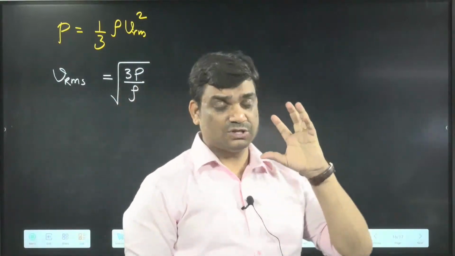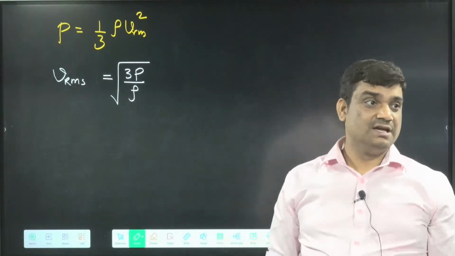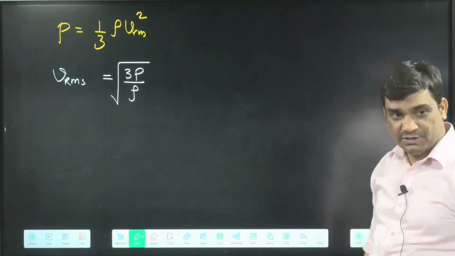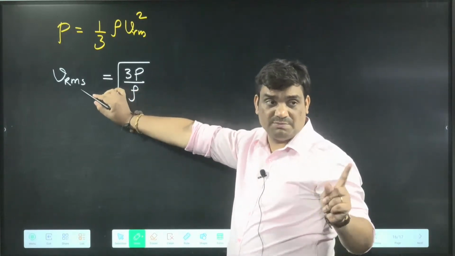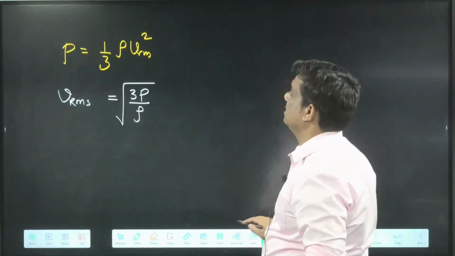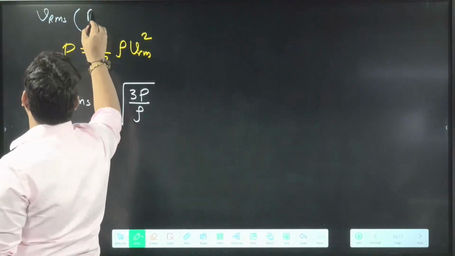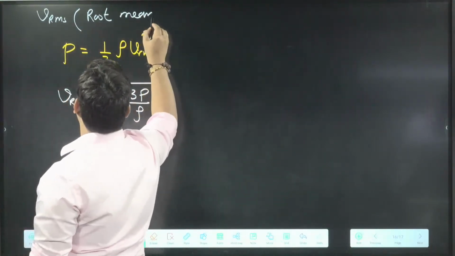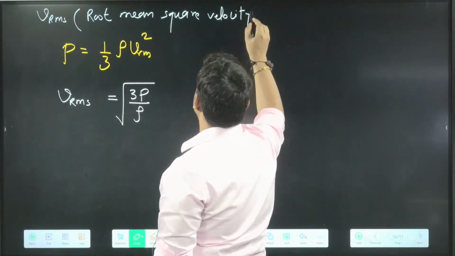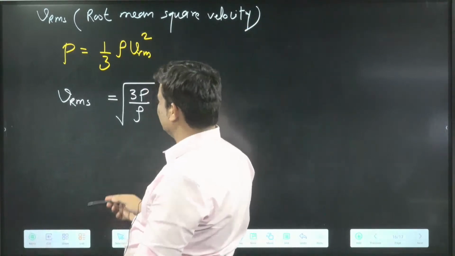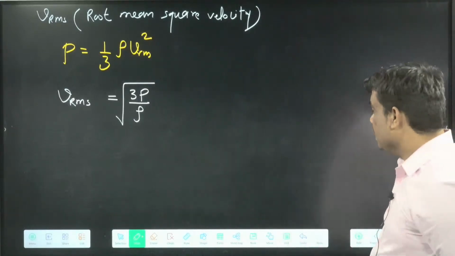You have to remember this, because VRMS questions are always very important. This year, if you remember, a question was from VRMS. VRMS equal to root of 3P by rho. VRMS full form is root mean square velocity. I will define it maybe today or maybe in the next class. First we'll complete the questions, then I will define it.